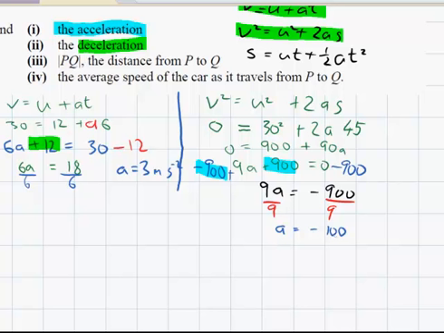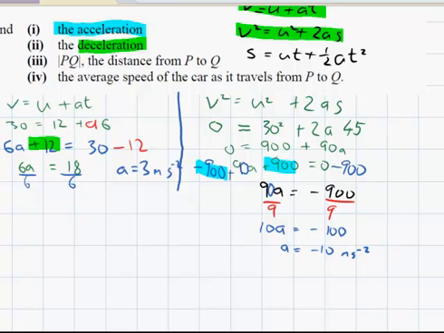Is that right? Nope. Excuse me. I'll just correct that little mistake. Of course that should be 90 there, so there should be an extra 0 there. And then we should get 90a, divided by that, you'd be left with 10a is equal to 100, or a is equal to minus 10 meters per second squared. Units are very important here.